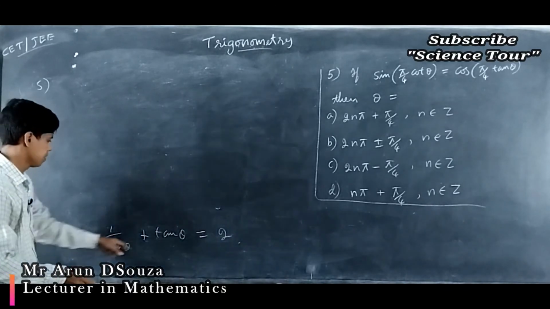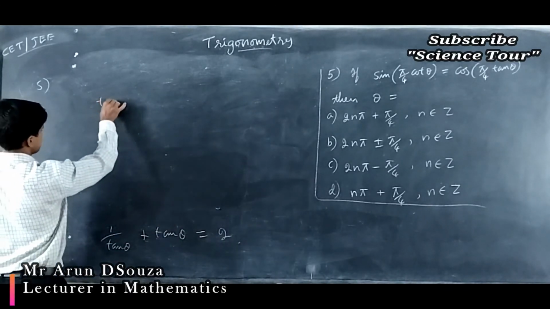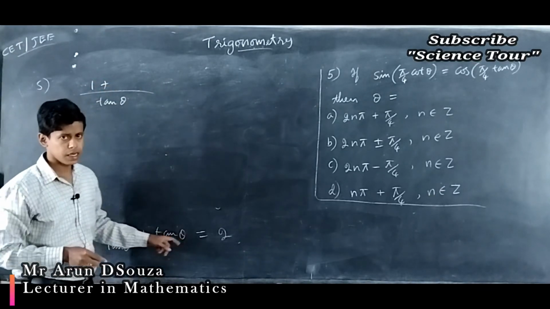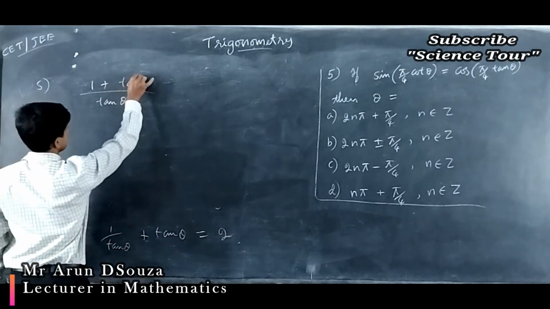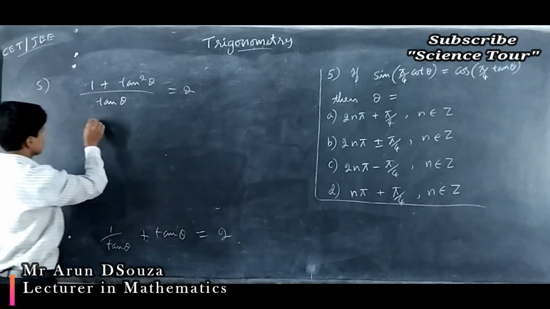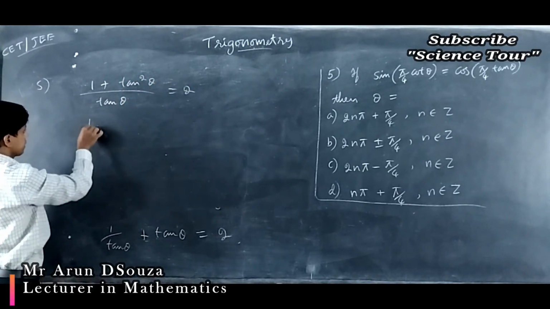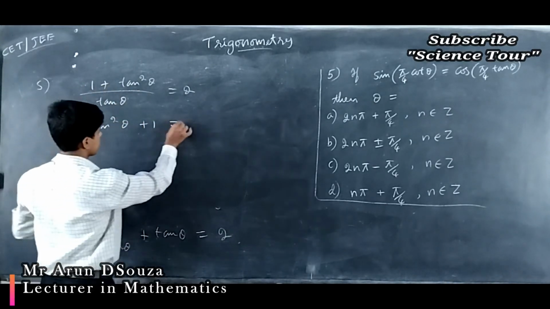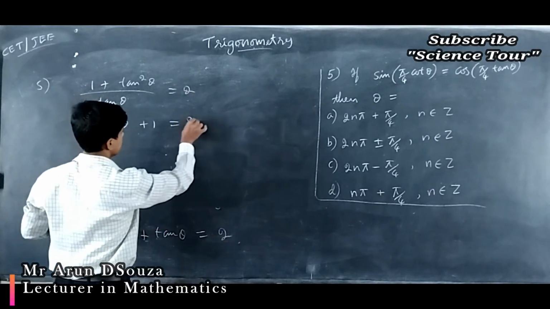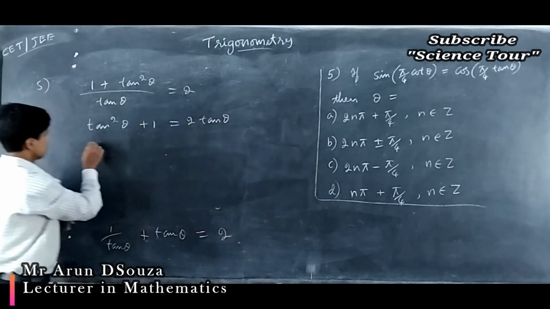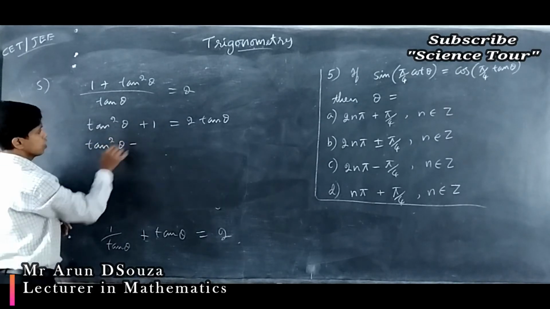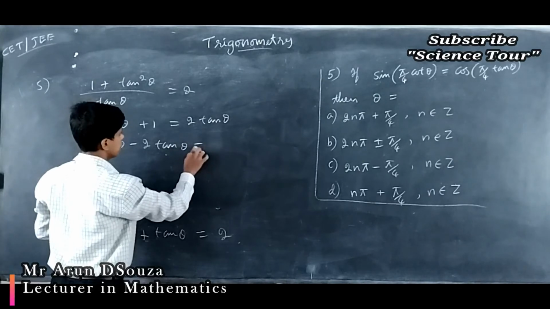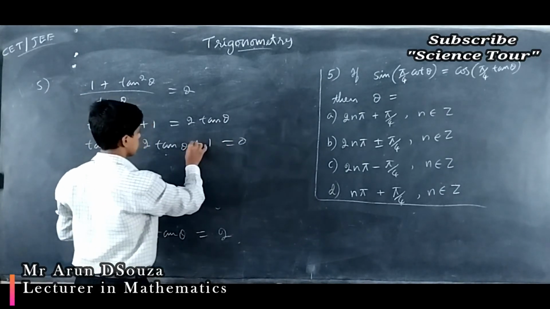So take the LCM. LCM is tan theta. Hence, this is 1 and tan theta must be multiplied there, correct? You are taking the LCM and that is equal to 2. So that is like tan square theta plus 1, I am just writing in other order. So tan theta is multiplied here, so that is 2 tan theta. So now we are getting a quadratic equation. So that is minus 2 tan theta on the left hand side and plus 1 is equal to 0.